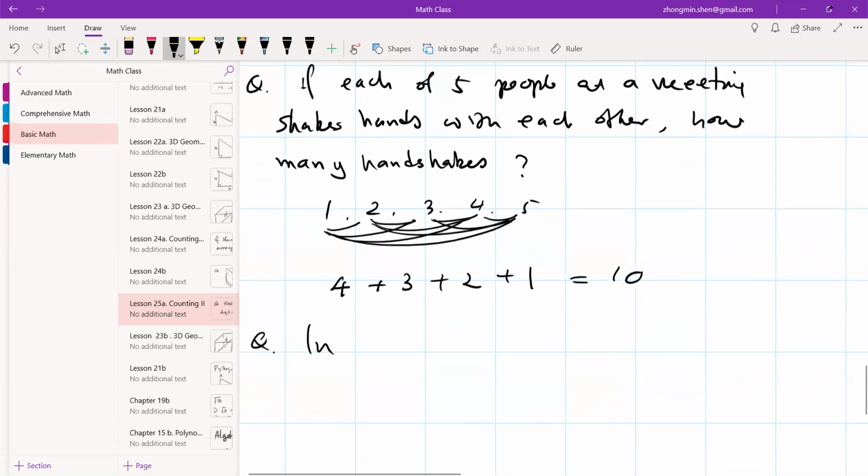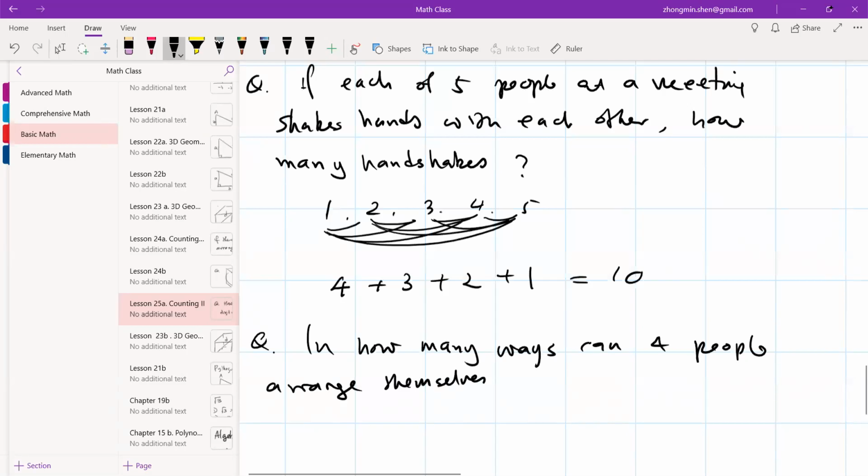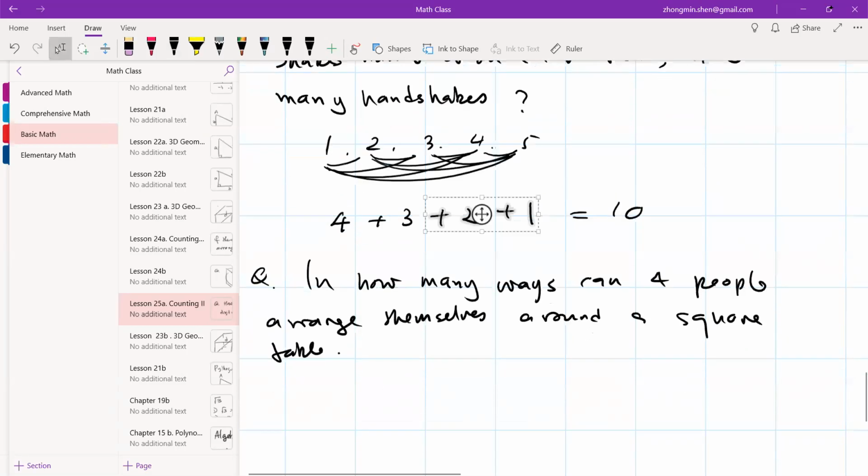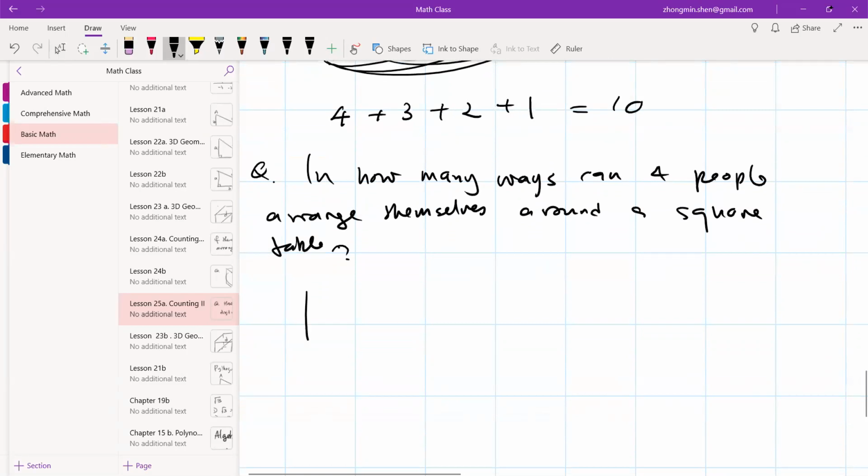Another question. We are going to do slightly different problems. In how many ways can 4 people arrange themselves around a square table? Okay, so we're going to have a square table here. It's four people, A, B, C, D.